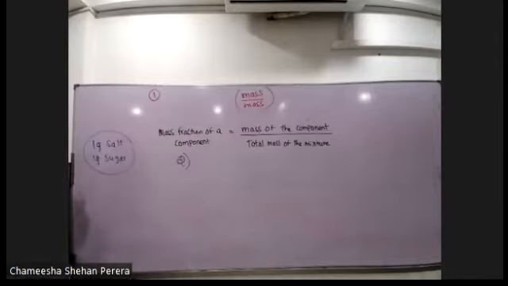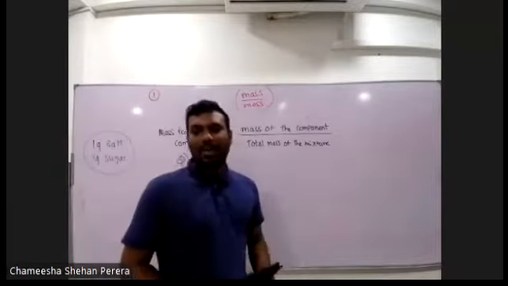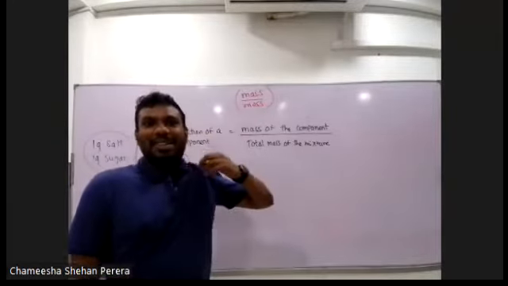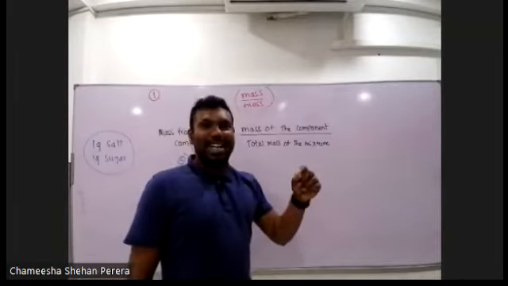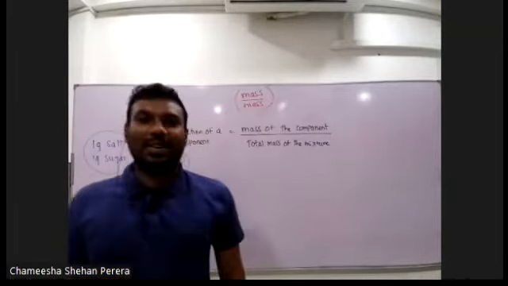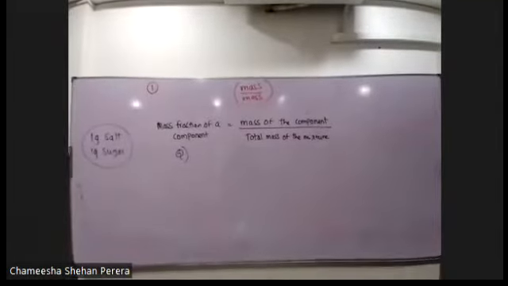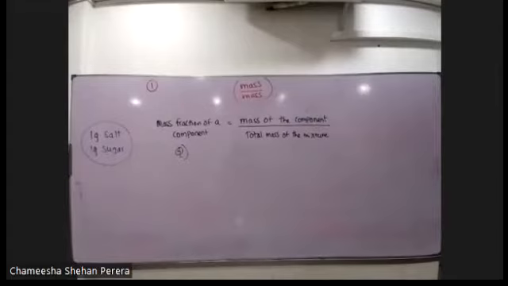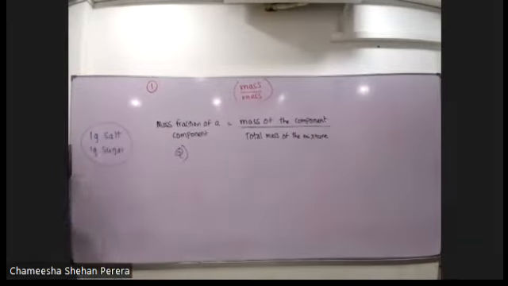Like you all know it, right? We make a paste-like thing with this salt and sugar. So for that we have actually used 1 gram of salt with 9 grams of sugar, right?